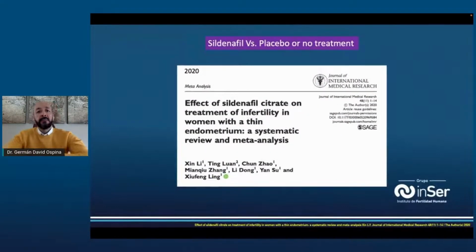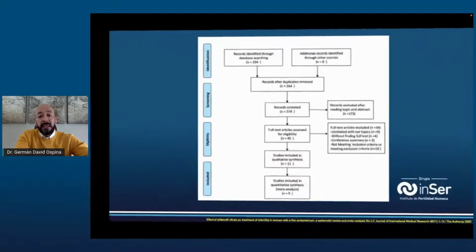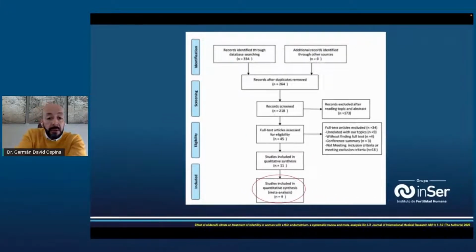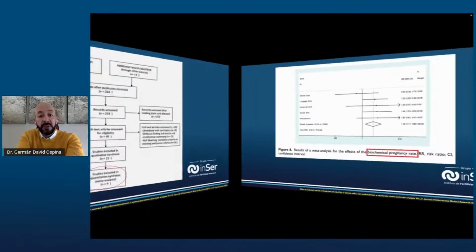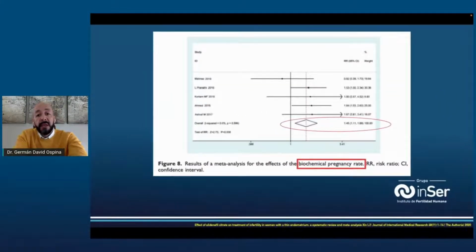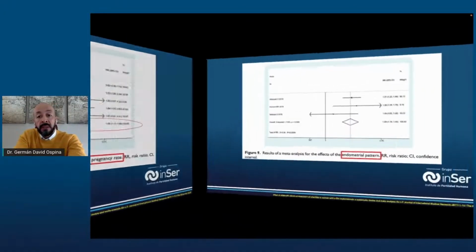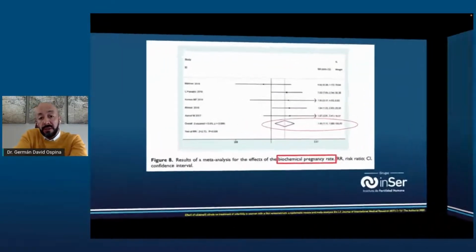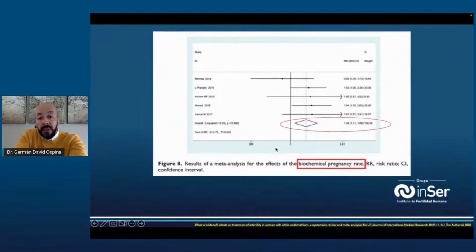Okay, this meta-analysis and systematic review was published in 2020 by Dr. Lee, and in this meta-analysis, finally, they included 9 RCTs, or 9 studies, and this was the result. They found evidence that favors the use of sildenafil compared with placebo. And sorry, here, this is the pregnancy rate with an RR of 1.45, that is good.